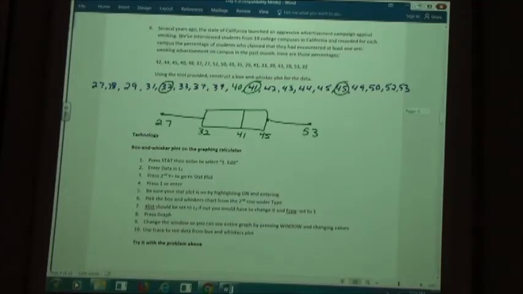You can put them in, it doesn't have to be in sorted order. You can put it in the original order. If it's already sorted, you're okay too. I'm going to put it in not sorted just for fun.